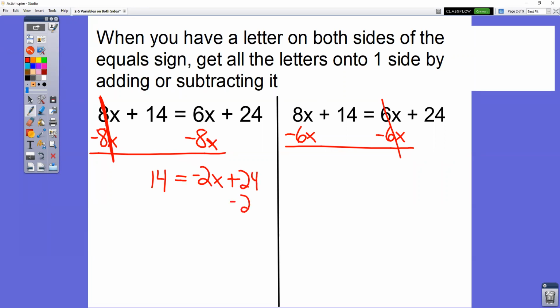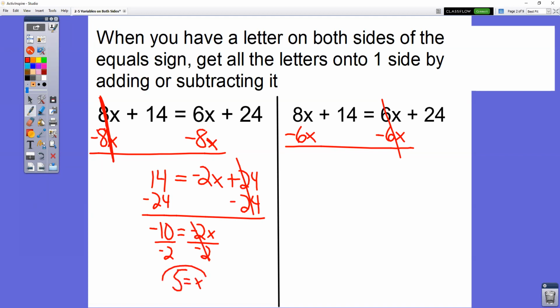So to solve that two-step equation, remember you want to get the letter all by itself. So I need to do minus 24 and minus 24. 14 minus 24 is negative 10. Bring down your equal sign, bring down your negative 2x. Divide by negative 2 and negative 2. Negative 10 divided by negative 2 is positive 5.